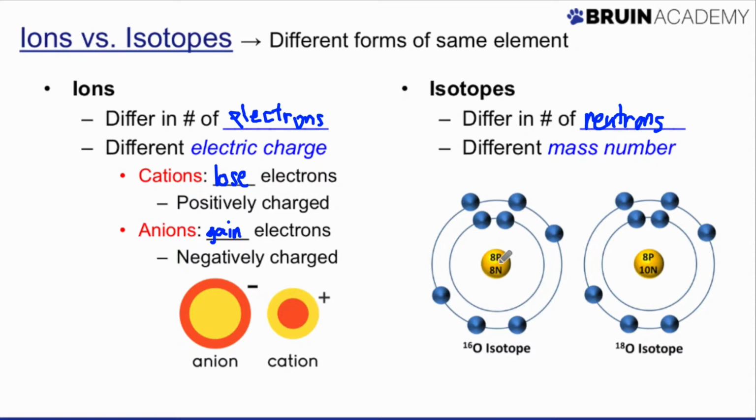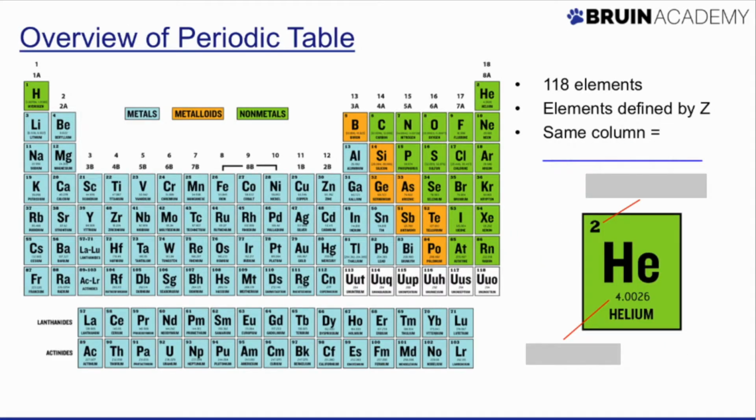The only difference is the number of neutrons, right? 8 versus 10. That's an example of an isotope. All right, so important to keep in mind is the periodic table. You will be seeing this all the time in your chemistry course, I guarantee it, and you'll be using it all the time, especially for 14A.